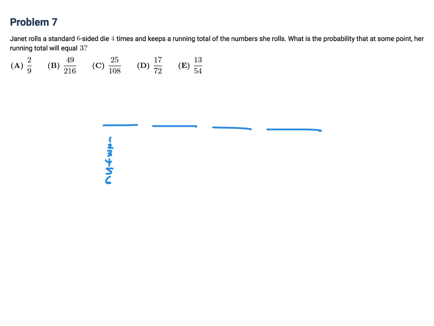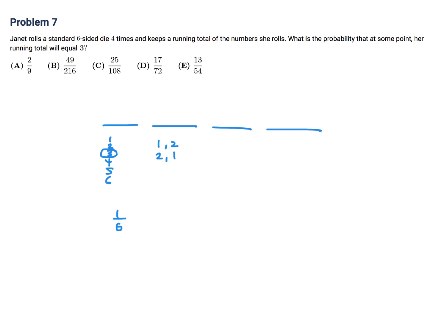Now, the probability that at this point the running total is 3 is 1 out of 6, because the only way that she could have a total of 3 is if she rolled a 3. Correct? Okay. So that's pretty easy. So now let's move on to the next one. We want a running total of 3, right? So the only way for that to happen is if the first roll was a 1 and the second roll was a 2. Or the first roll was a 2 and the second roll was a 1. So those are the only 2 scenarios in which the running total after the second roll would be 3.